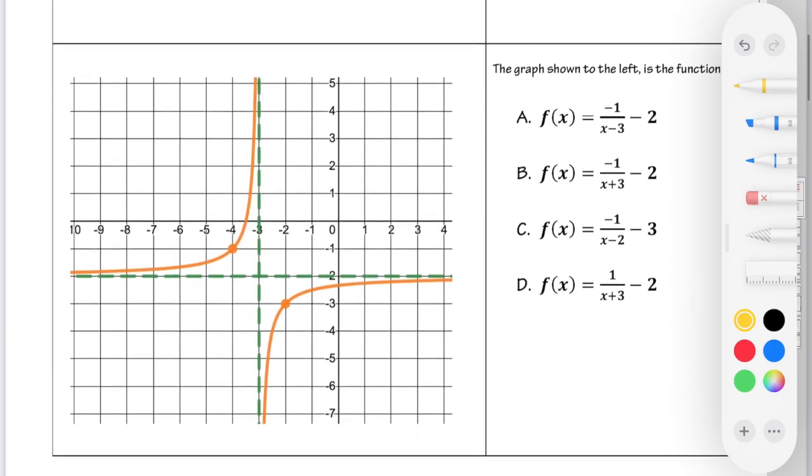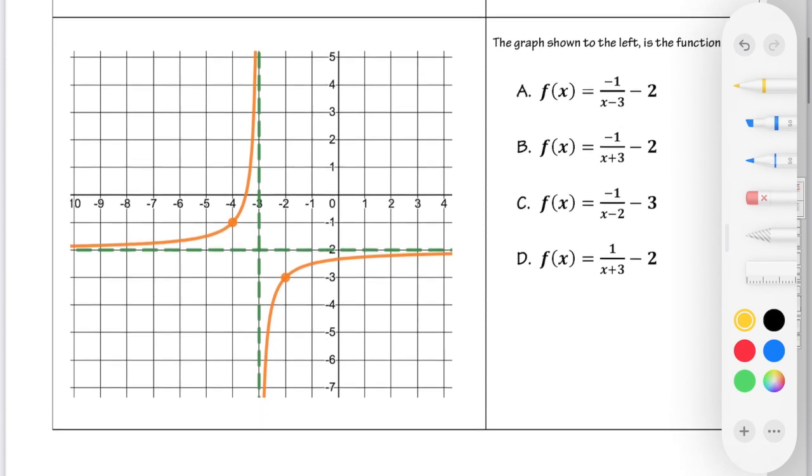All right, we're going to do another one just like this, with a different graph. Again, I'm going to start with my vertical asymptote, which is at the x value of negative 3, so x equals negative 3.